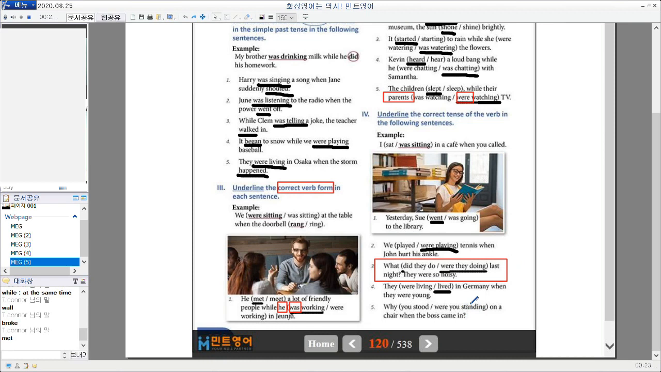Okay. Number four. They lived in Germany when they were young. Okay, just simple past because it's over. It was how many years ago when they were young? Yes. Number five.